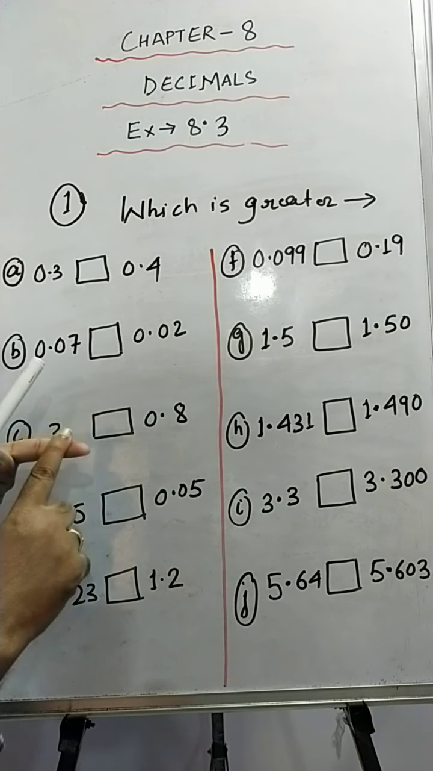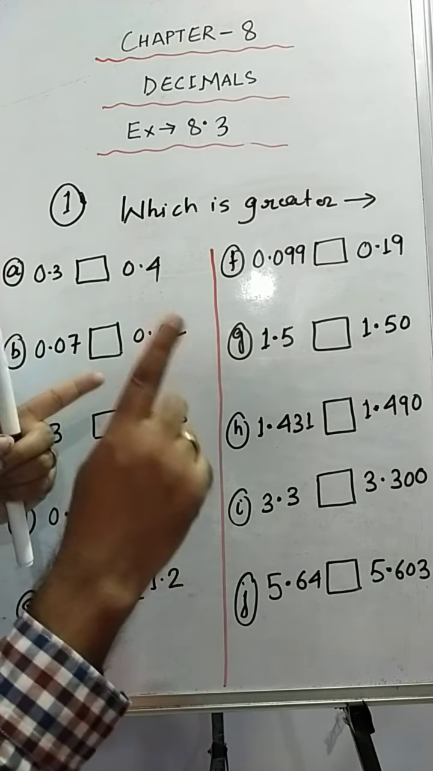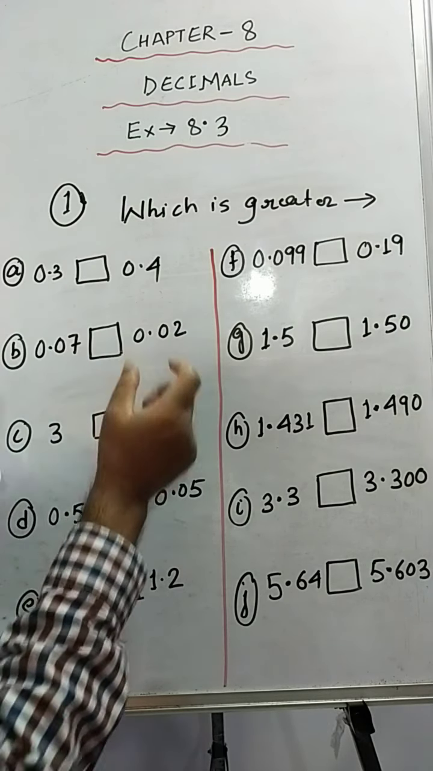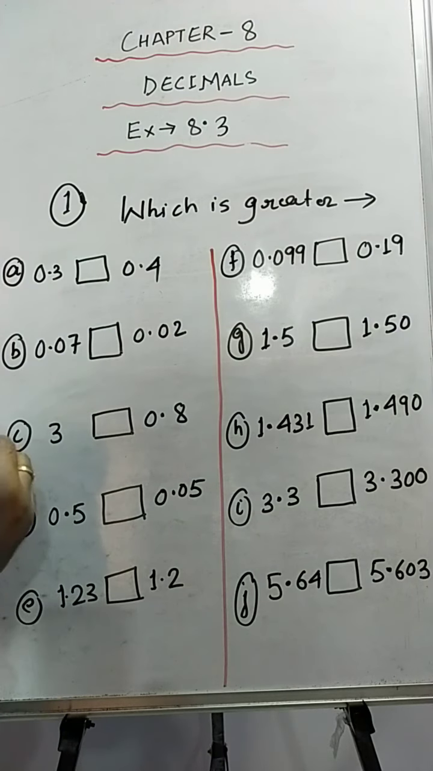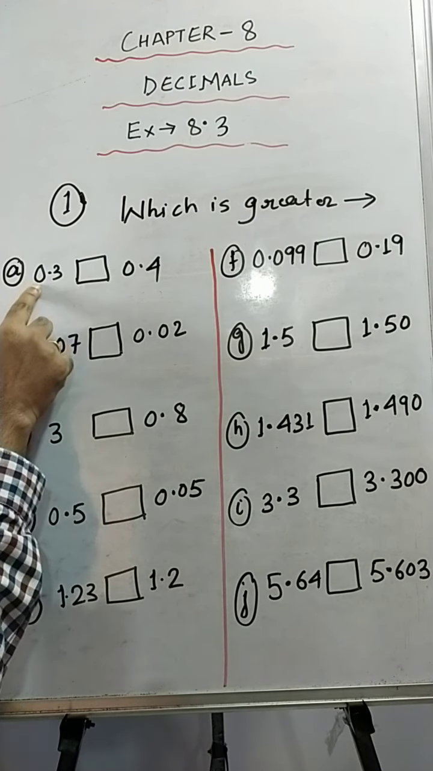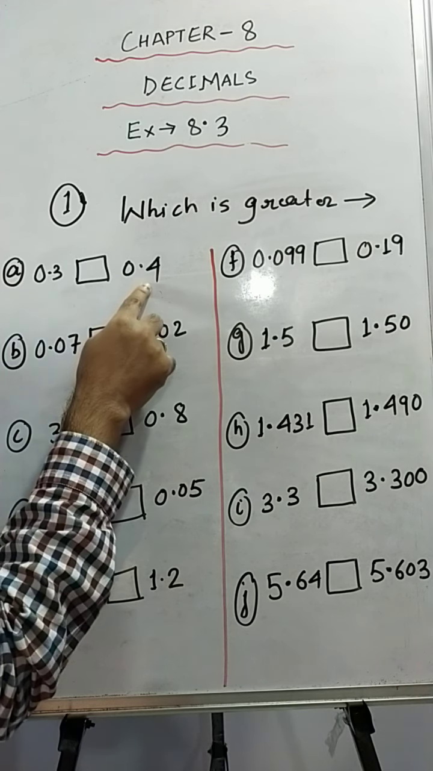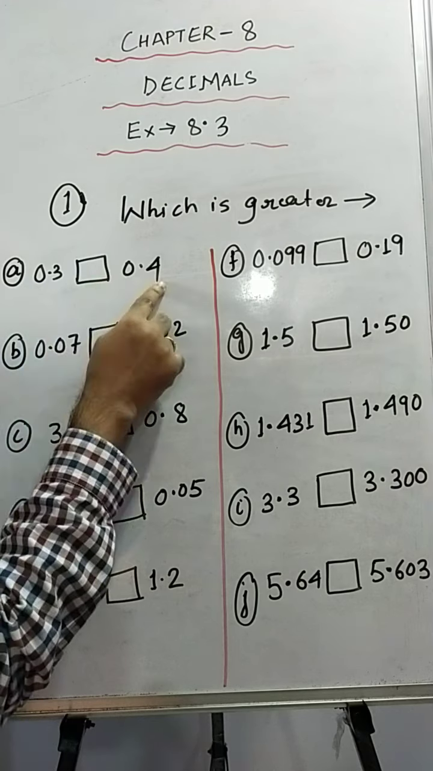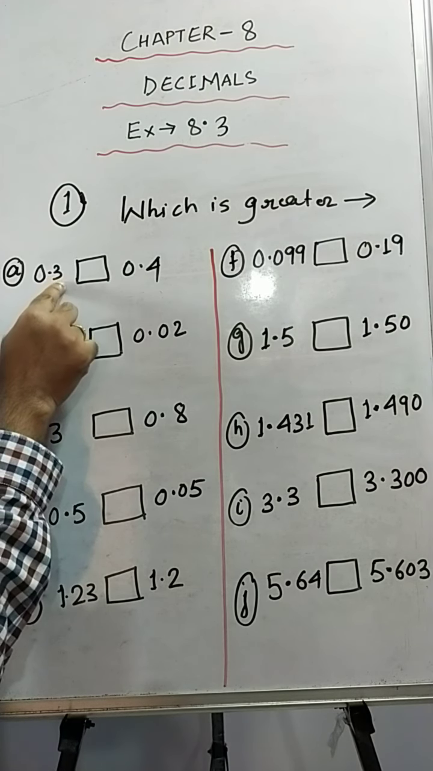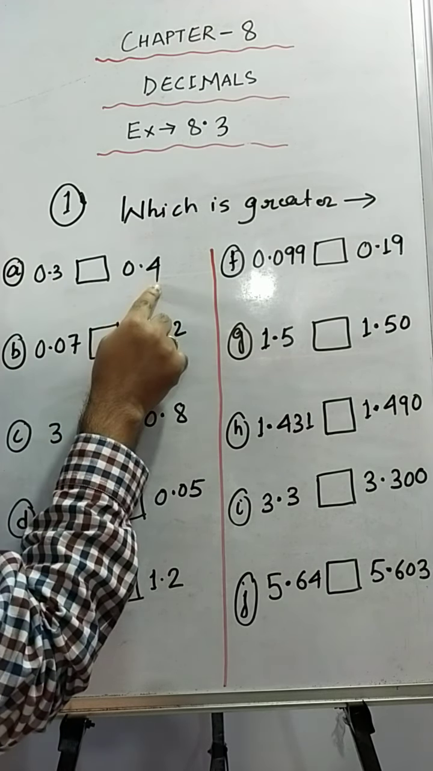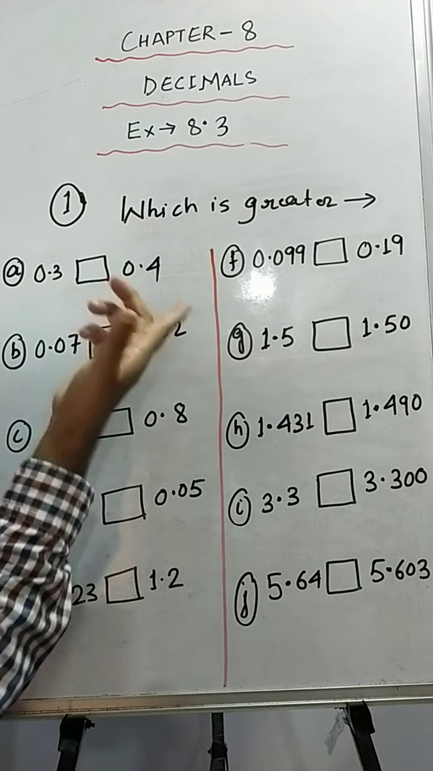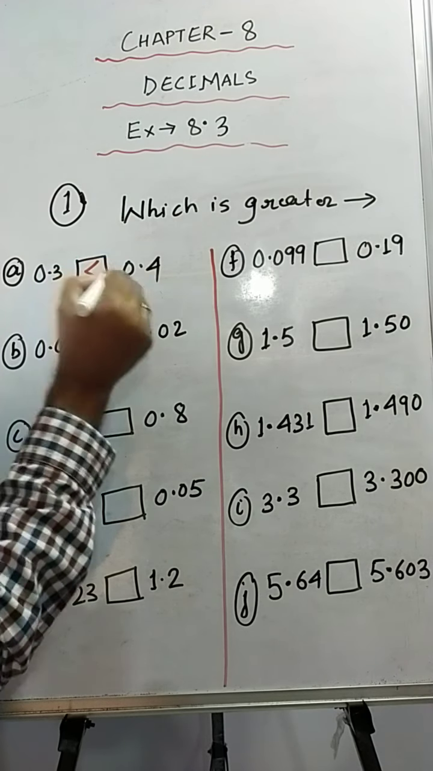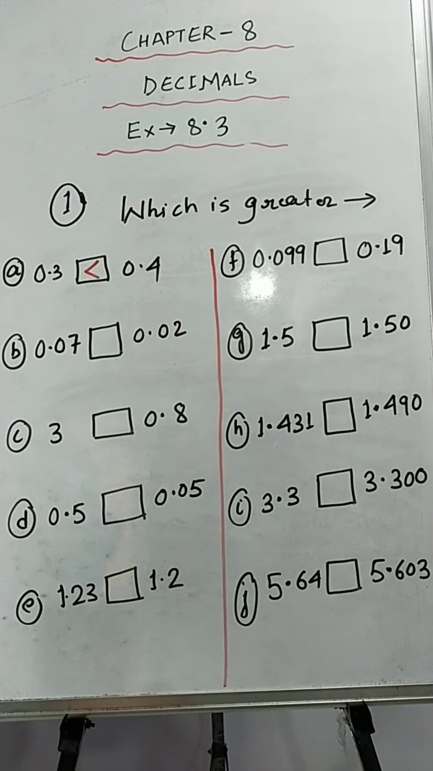So whenever you are comparing two decimal numbers, the first thing to compare is the whole part, that is, the numbers on the left hand side of the decimal. Fine. So what is there on the left hand side of the decimal? 0. This number is also having 0. So both are equal. We cannot say anything. Now let's compare the 10th part. In this number we have 3 in the 10th part, and in this number 4 is there in the 10th part. So which is greater? Obviously 4. So 0.3 is less than 0.4.